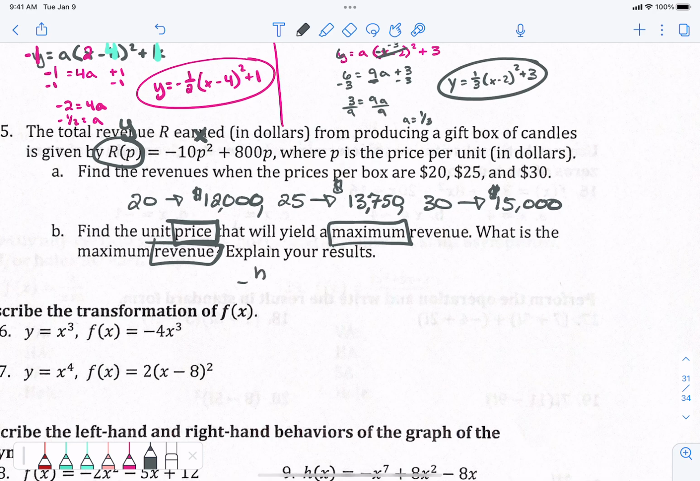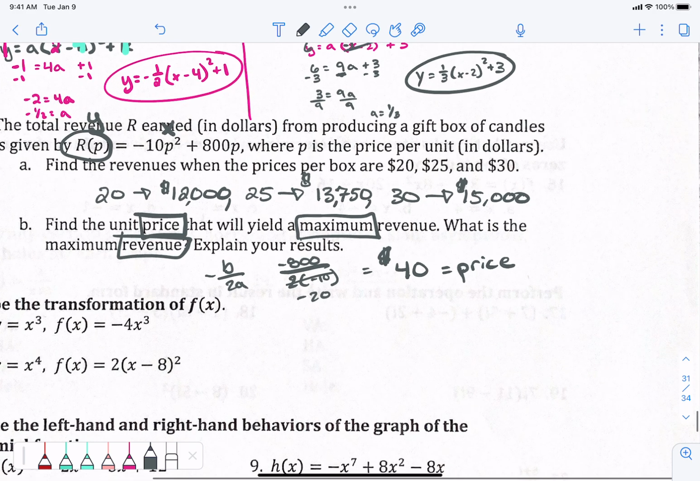So, negative B over 2A is negative 800 over 2 times negative 10, which is negative 20. So negative 800 over negative 20 is 40. So $40 is my price, okay? And that will yield me a maximum revenue if I plug it back in, 40, 16,000. 16,000 is the revenue. Okay, so if I charge $40 a piece for a price, that will yield me the maximum revenue.